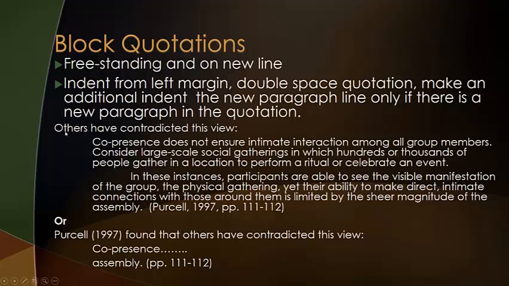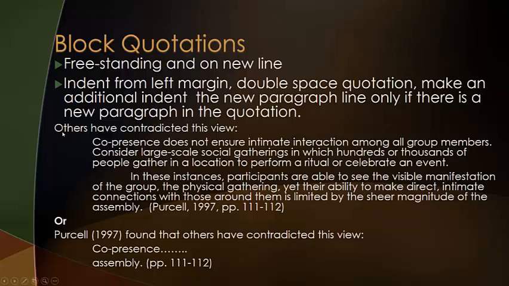In other words, we're saying here, others have contradicted this view. And this is a quote, okay? This quote has more than 40 words. It is freestanding, meaning it is not joined to the sentence. Double space the quotation, and make an additional indent on the new paragraph line only if there's a new paragraph in the quotation. So we're going to indent every line of this quote in from our original text. If you have a new paragraph, you double indent. That's what that means right there. Okay.